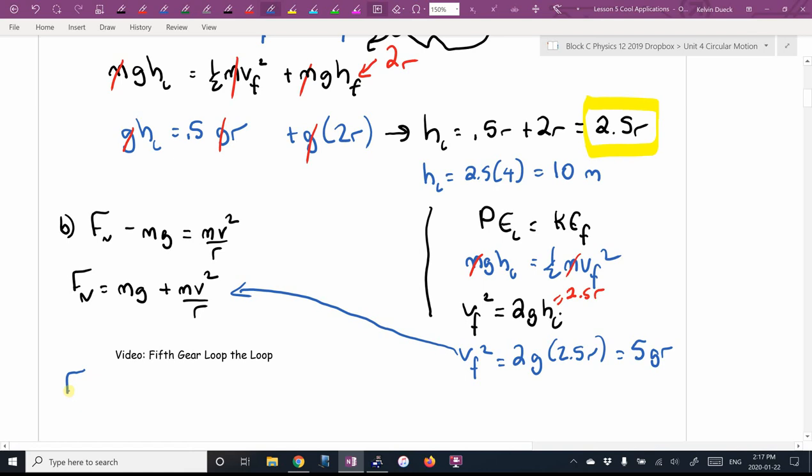I'm going to get the normal force equals mg plus m over r times v squared. But what's v squared the same as? 5gr. Oh, cool. Can you see in the second term, the r's cancel? And I end up with mg plus 5mg. Thomas, without a calculator, what is 1mg plus 5mgs?